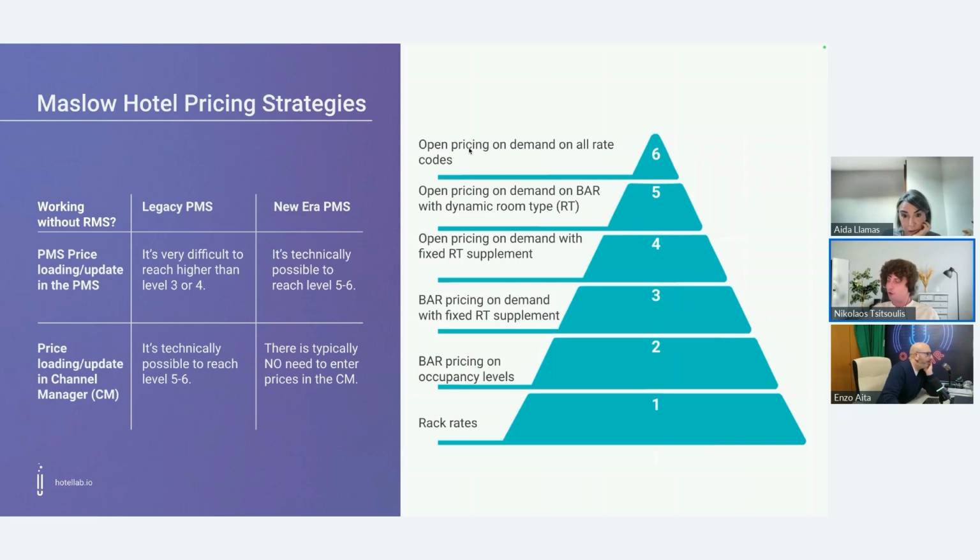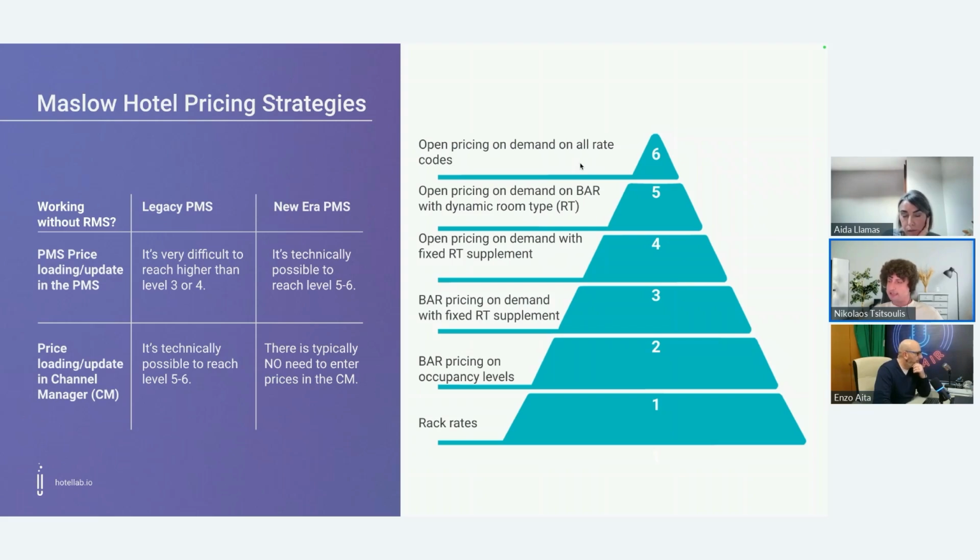We will close it off with the most advanced pricing strategy which exists today, which is open pricing on demand on all rate codes. That would include not only my best flexible rate, but it also include any discount and derived rates, which in this particular case, obviously, would include B2B prices, right? Because B2B rates are derived.